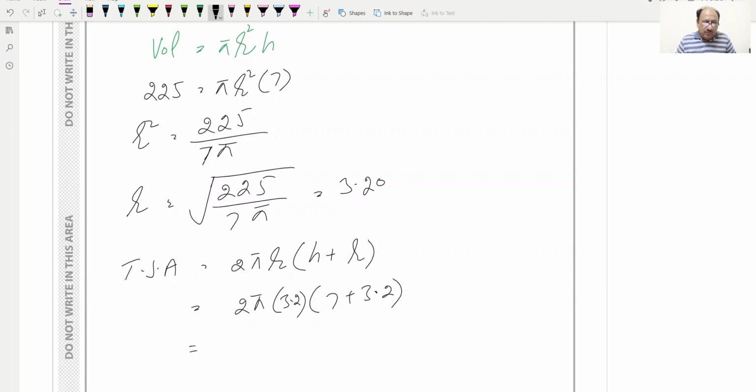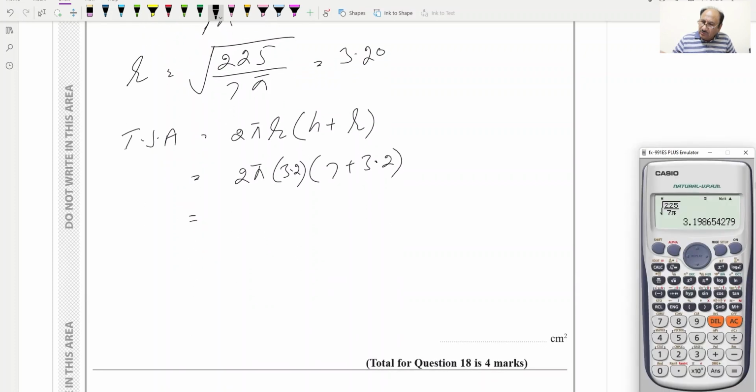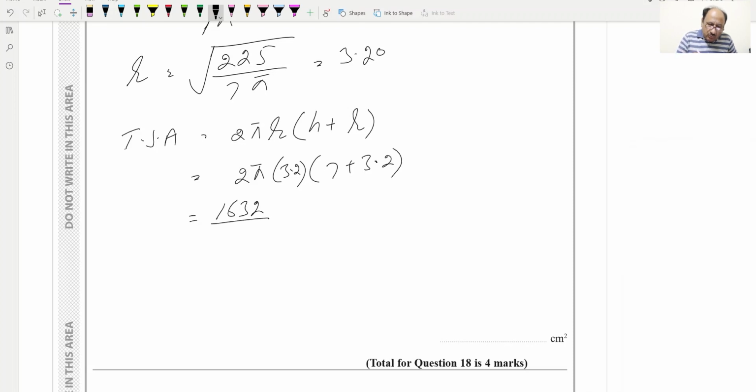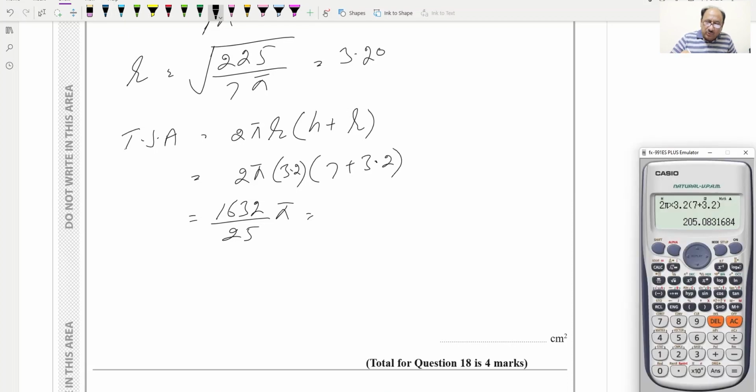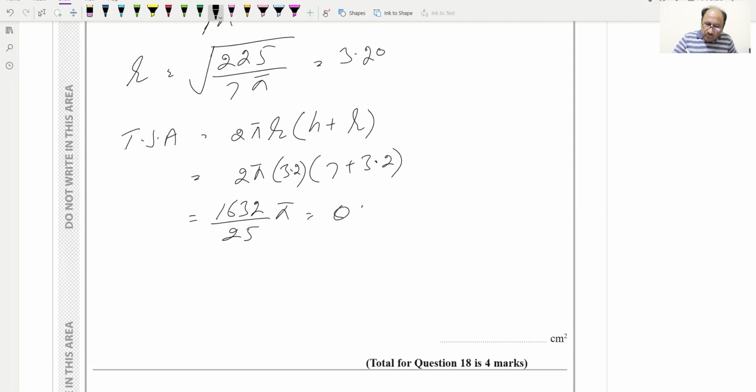and this will be equal to, we can calculate this, this will be 2 pi multiplied by 3.2, and in bracket 7 plus 3.2, bracket close, and this is equal to 1632 over 25 pi, and the decimal value will be what? Decimal value will be 205. So 205 will be the final answer up to 3 significant figures. This is done for 4 marks. Question number 18 is done.